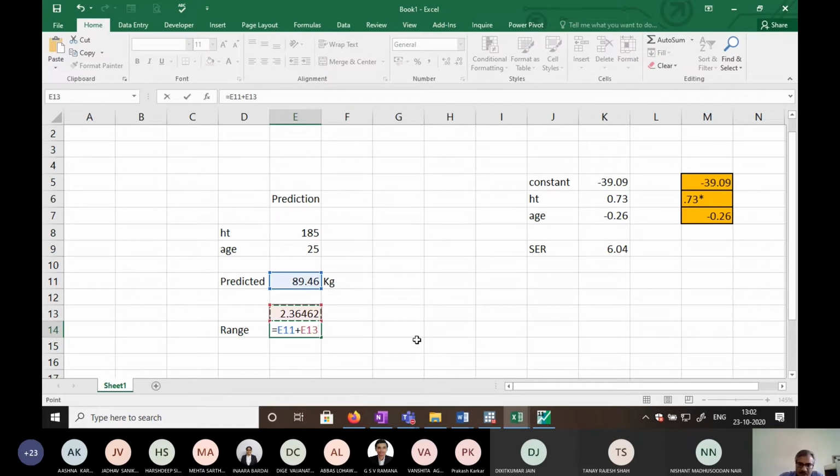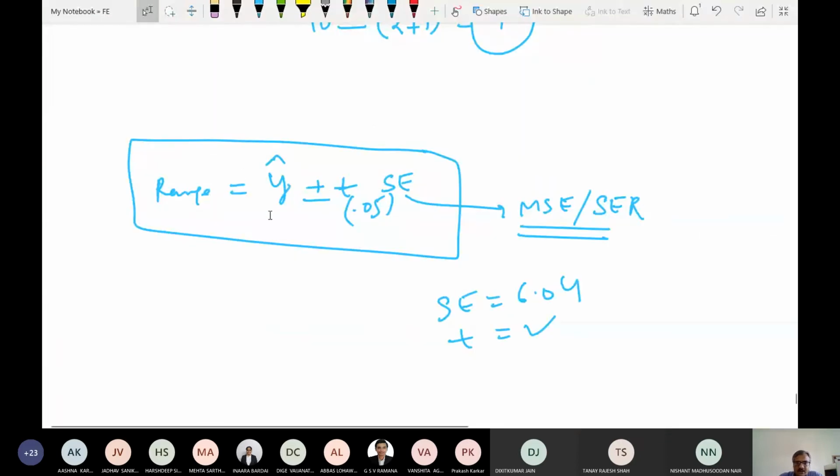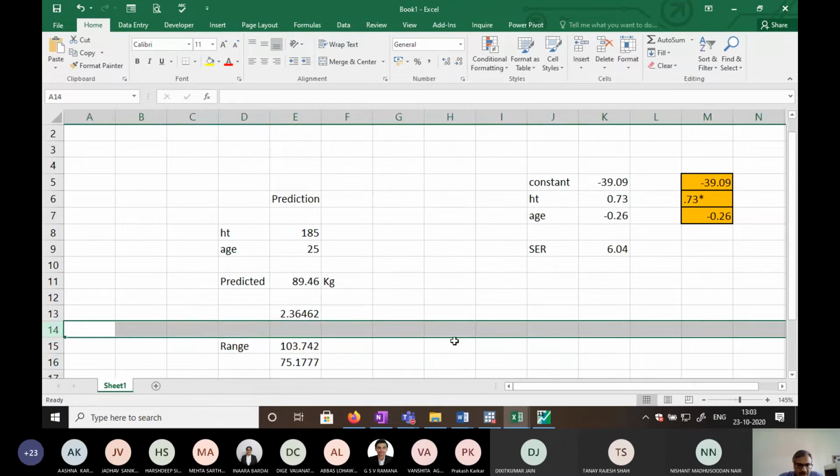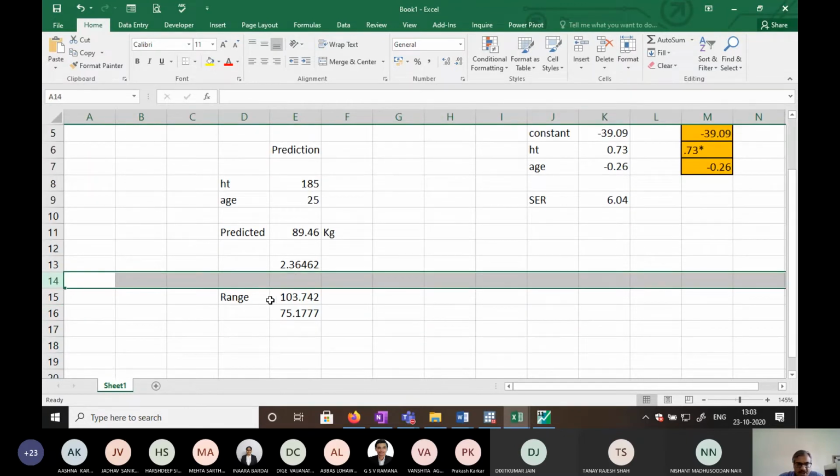This is the value of T at 5% level of significance, which I'm multiplying by the standard error. I've used plus here, now I'll go for minus. This mean value is the calculated, predicted value, the point estimation. So I'm taking the predicted value minus the T statistic multiplied by the standard error. Some people might be slightly confused, so these are the range.